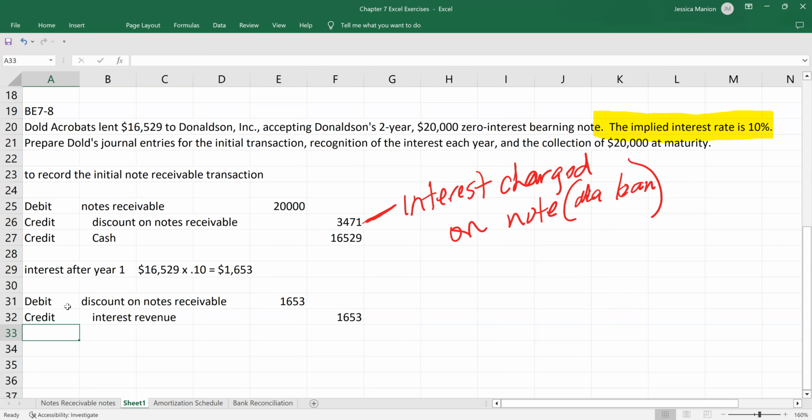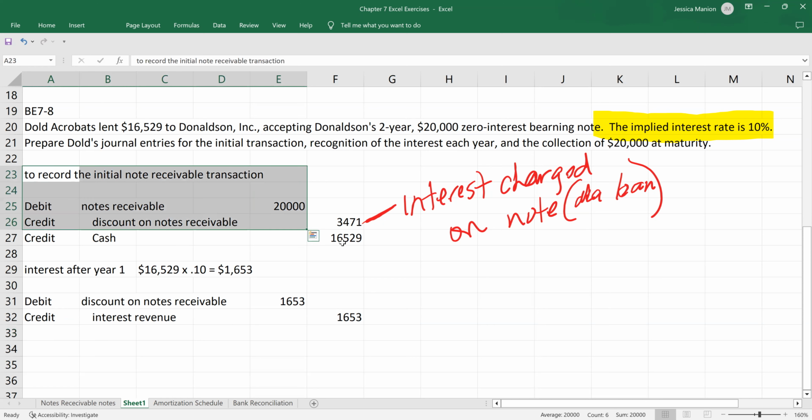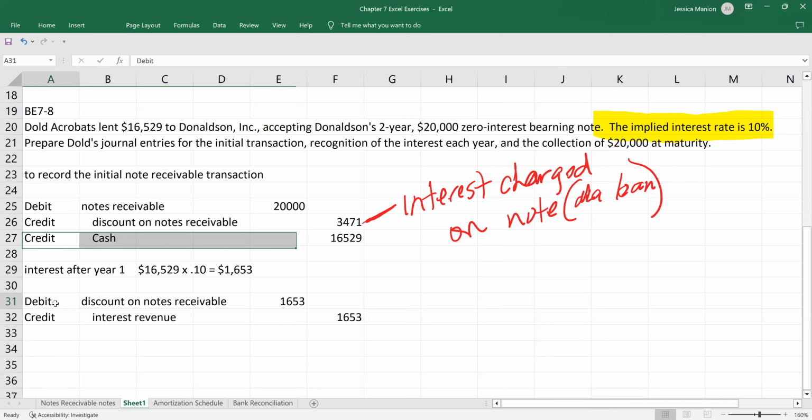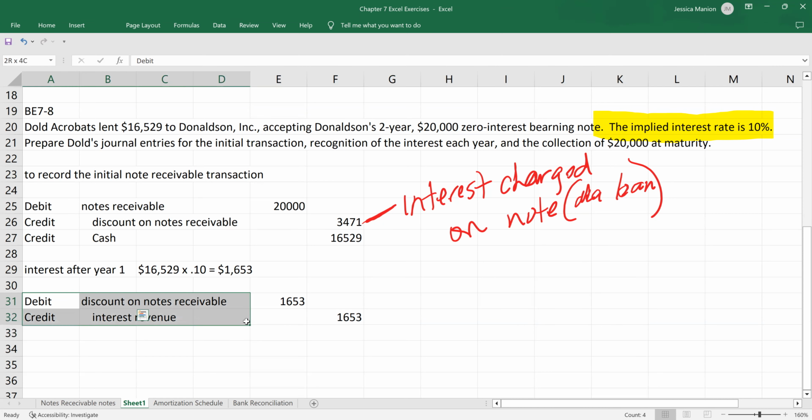$1,653. So again, when we're up here and we record the initial note transaction, we haven't earned any of this interest yet, right? We credit discount on notes receivable. We haven't earned any of that 3,471 on interest yet, right? But now we get to the end of year one. And so now we have earned a little bit of it. So we're reducing that discount. We're debiting the discount on notes receivable. We're crediting interest revenue again for that amount that we have earned, right?